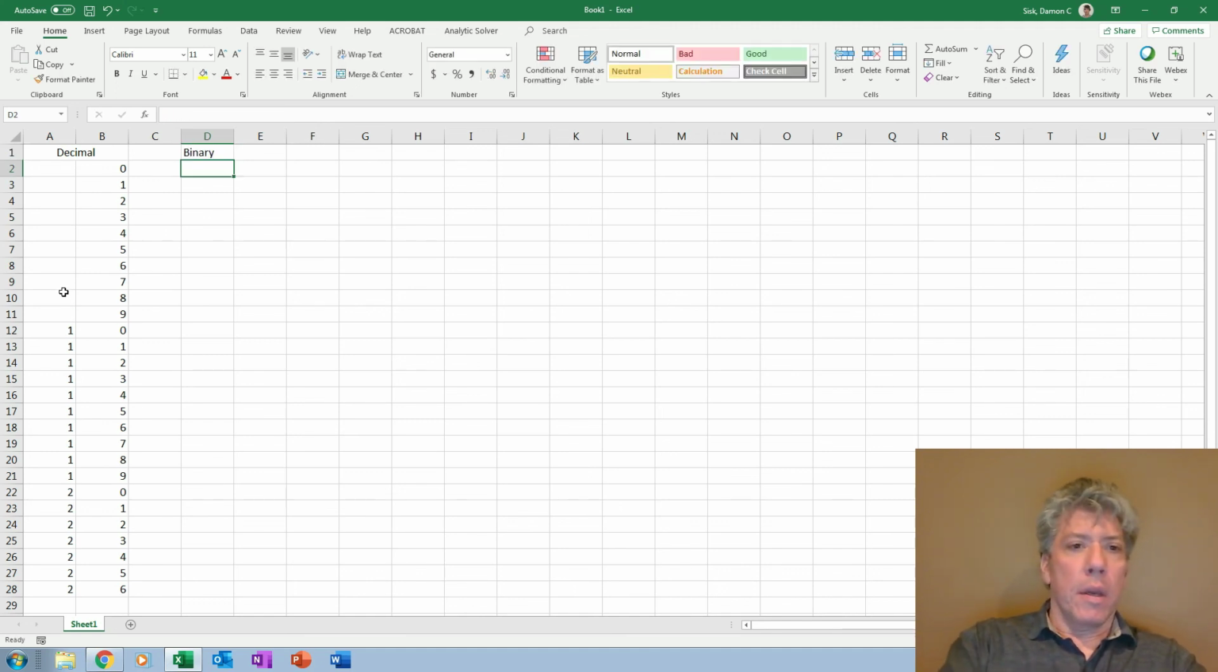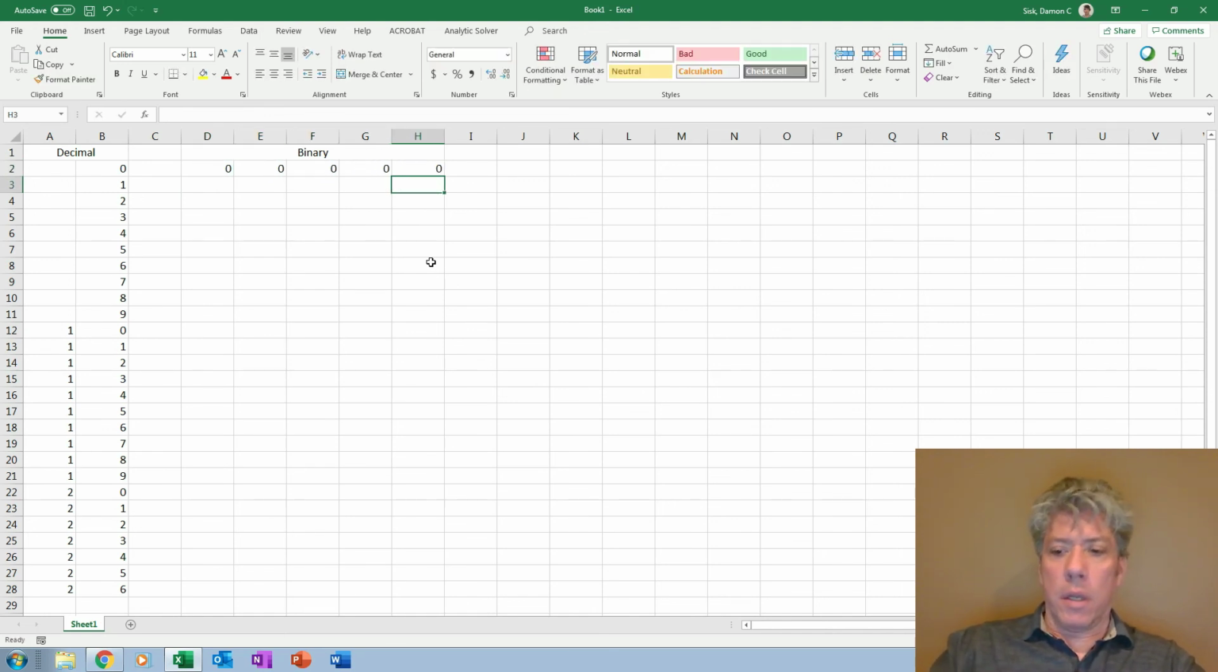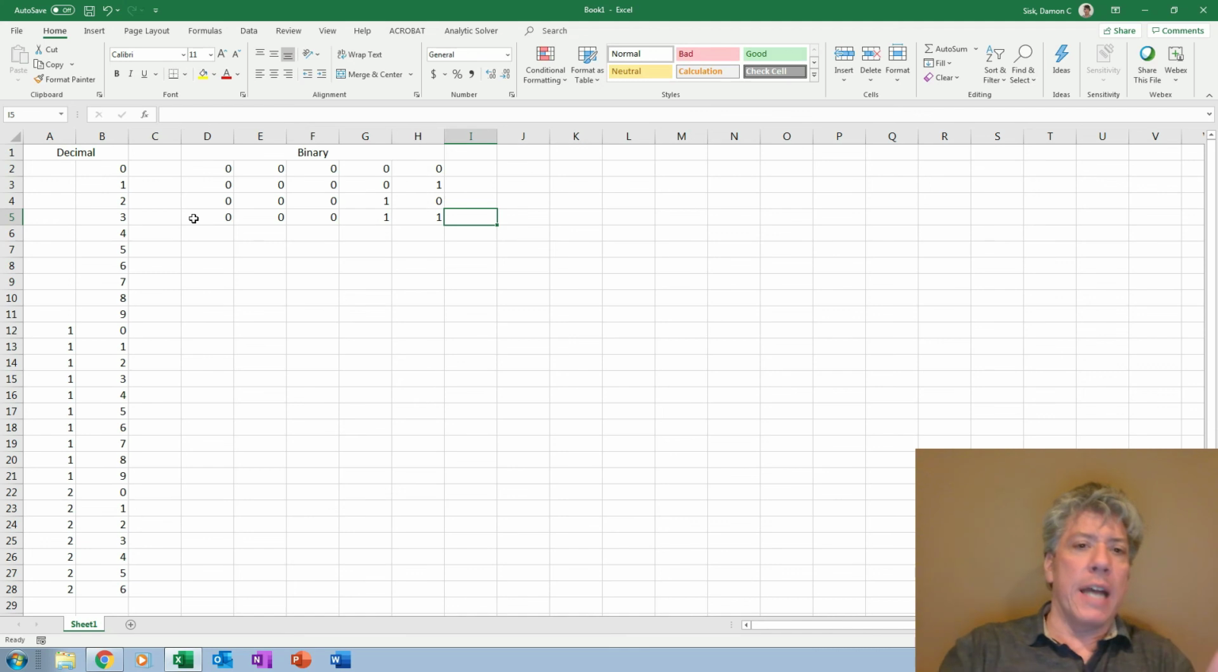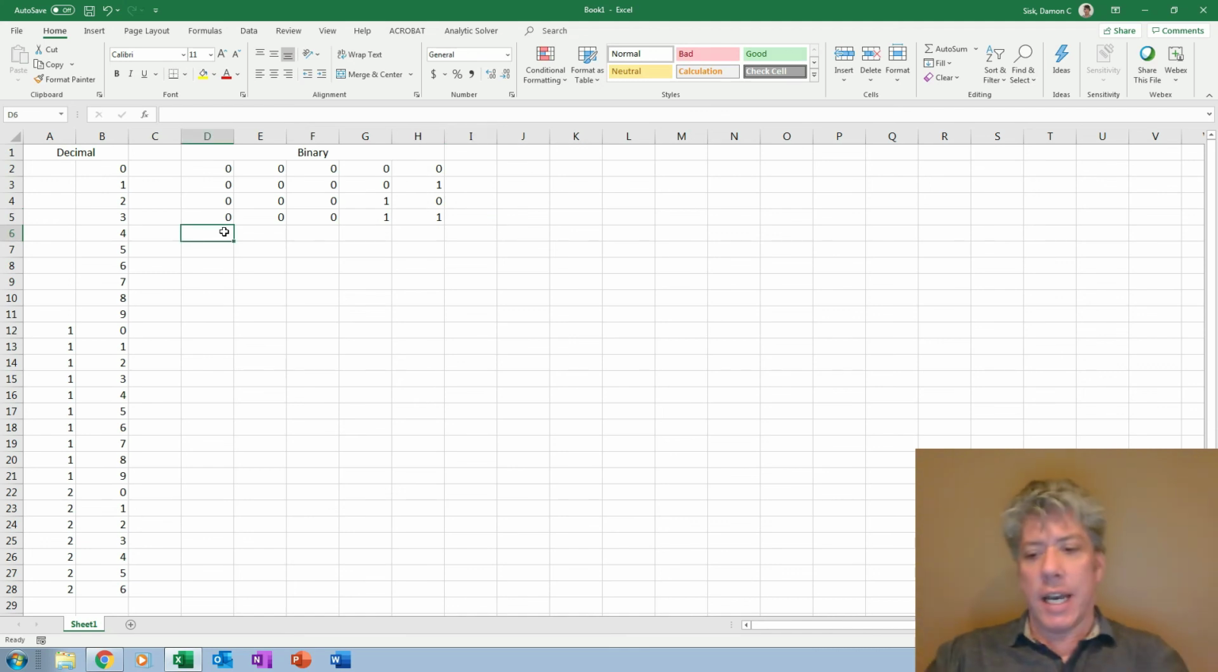So let's go for binary next. And I'll go ahead and reserve 1, 2, 3, 4, 5. Let's see, merge and center. And this will begin at 0, 0, 0, 0, 0. The next one, this is going to take a while, 0, 0, 0, 0, 1. The next one will be 0, 0, 0, 1, 0. And then finally, 0, 0, 0, 1, 1. You might say, well, you said finally. What do you mean by finally? I mean, after all, you got a lot more to go. The next one would be 0, 0, 1, 0, 0.